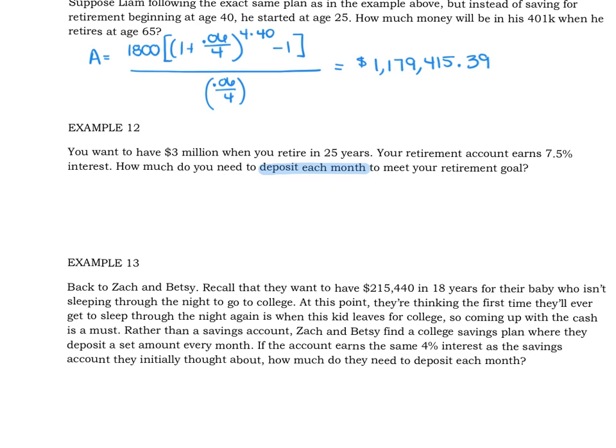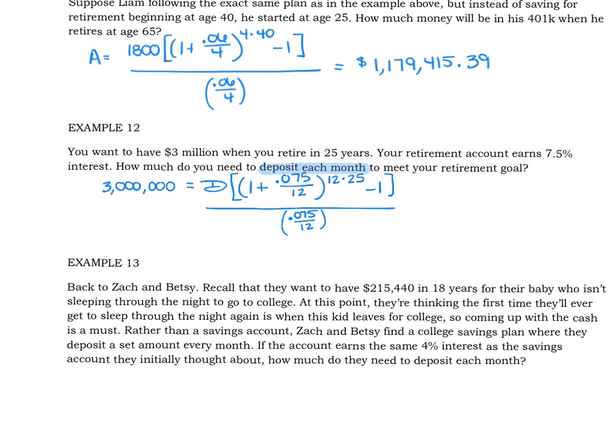Now, though, we know the final amount. We know the value of A. A is that $3 million. That is now your goal. The question is, what is D? What is that monthly deposit amount that you need to set aside to make your goal happen? We know you're earning 7.5% interest. You're going to put money aside every month, so you have 12 for the value of N, and you're retiring in 25 years, so your time is 25. And then again, we're going to divide by our interest rate over N, our number of deposits in a year.